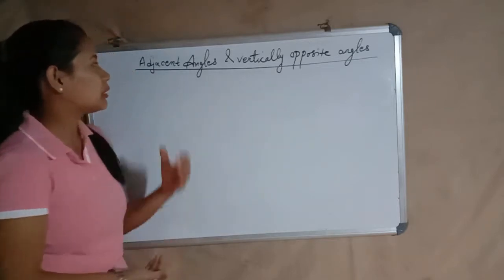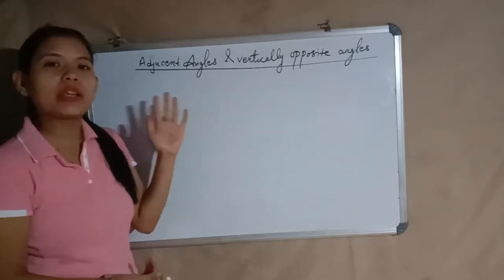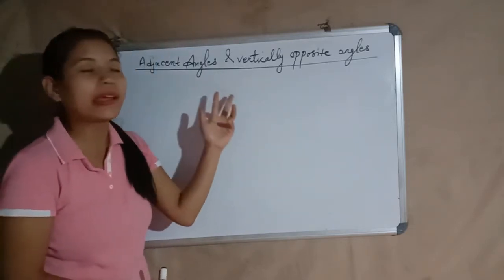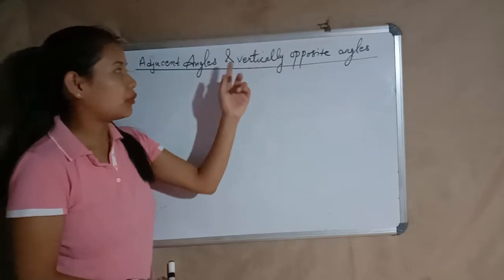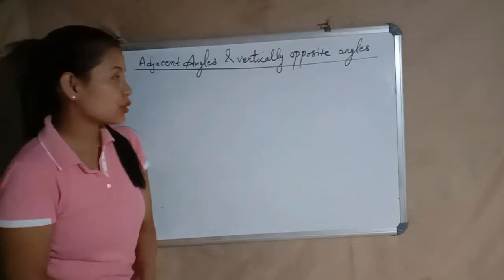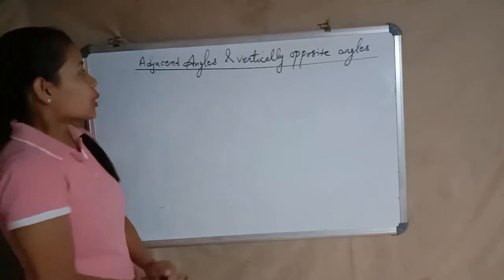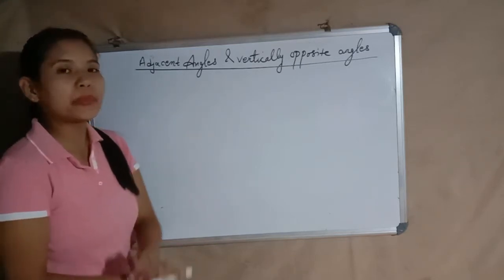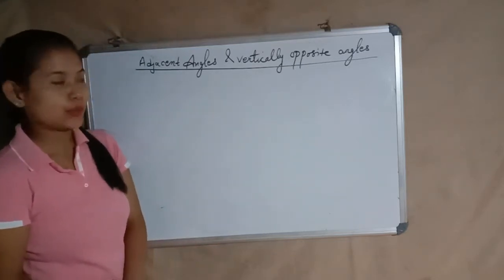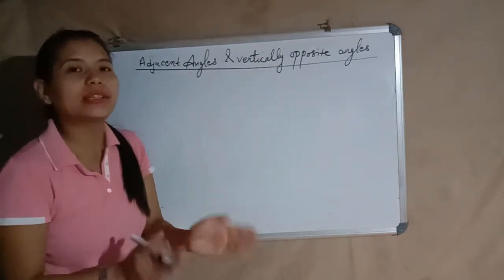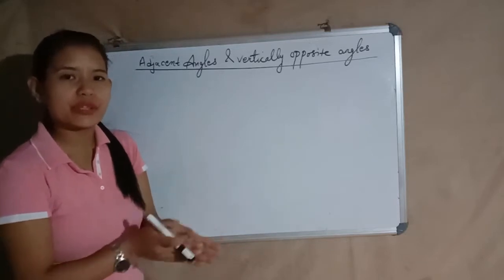These are two types of angles which are based on the position of the angle. There are two things: adjacent angles and vertically opposite angles. First, let us see what an adjacent angle is. As the name suggests, adjacent means next to each other. The angles which exist next to each other are named adjacent angles.